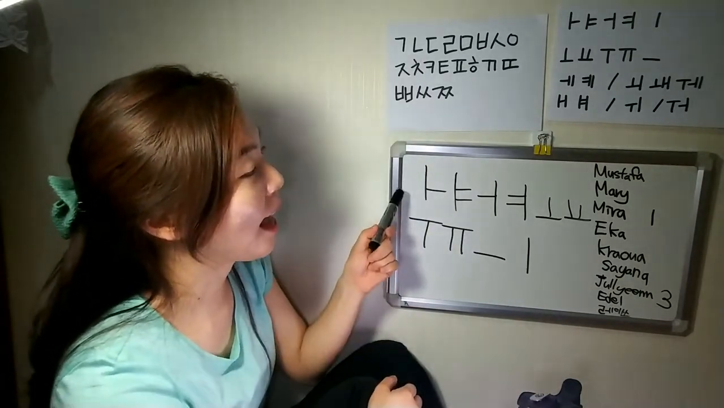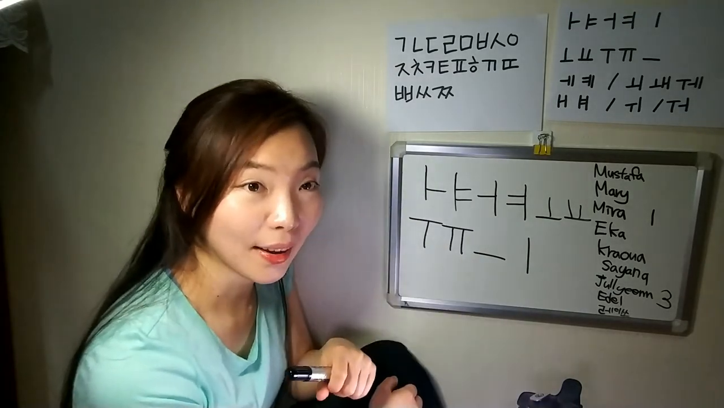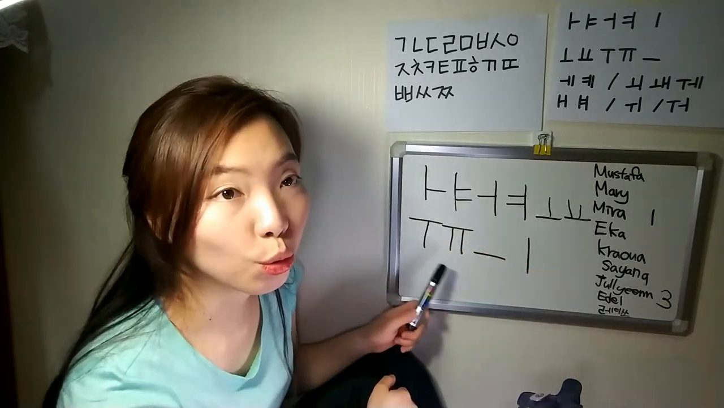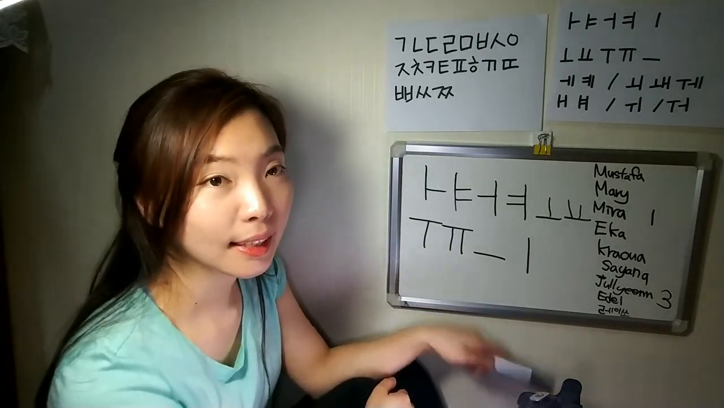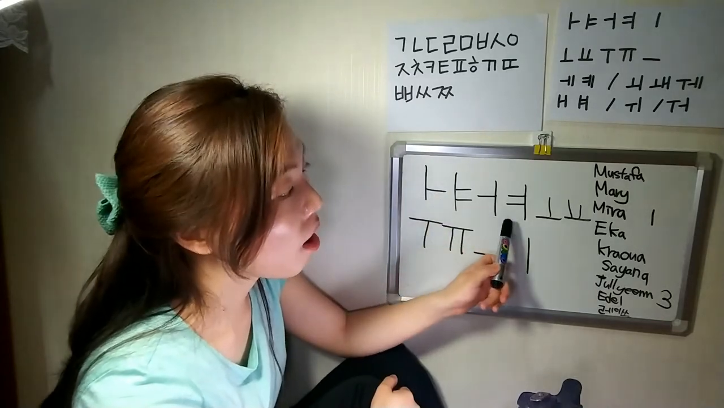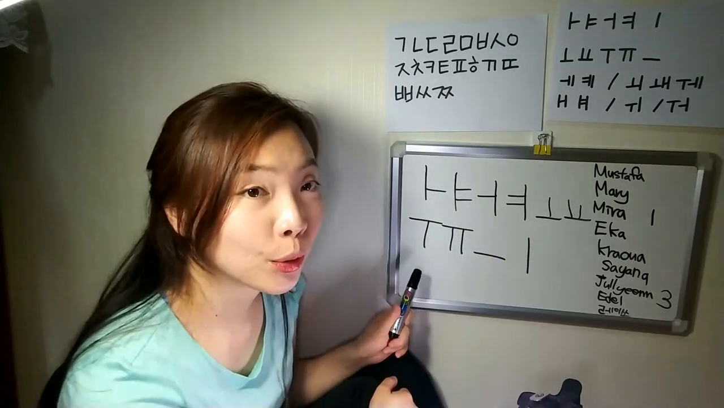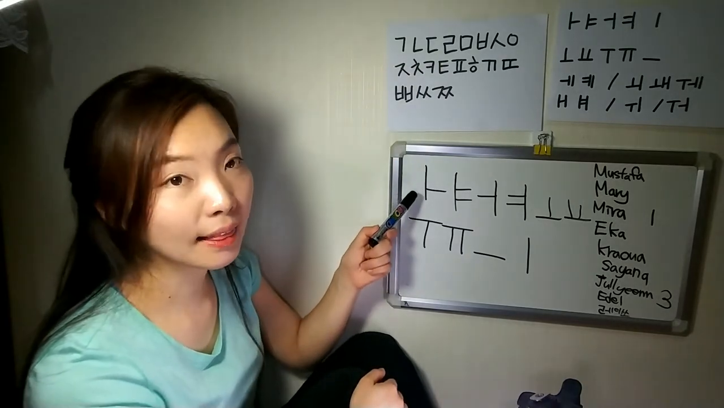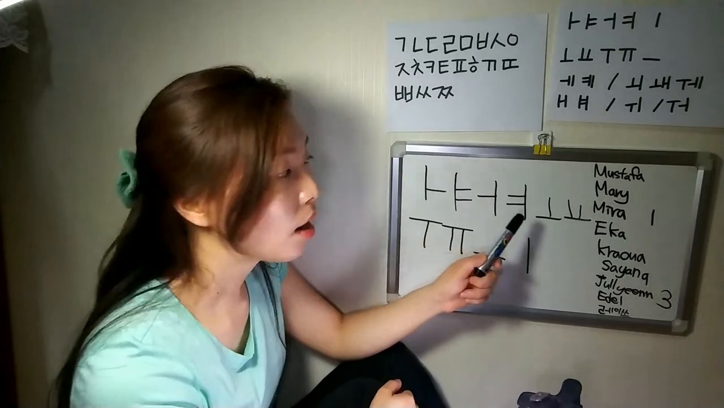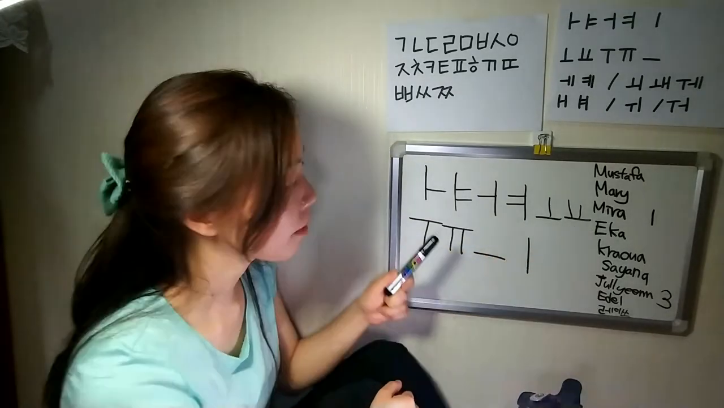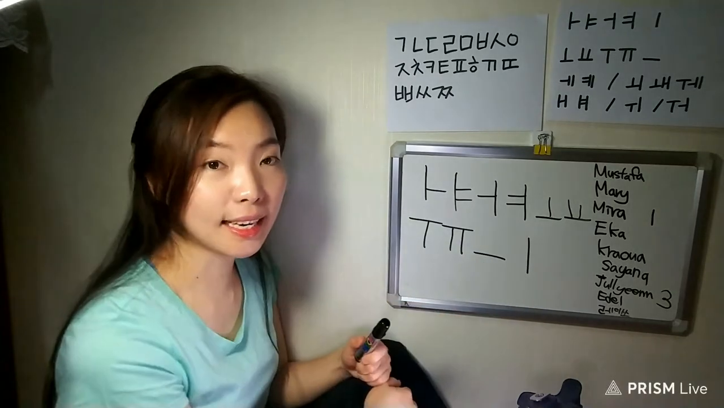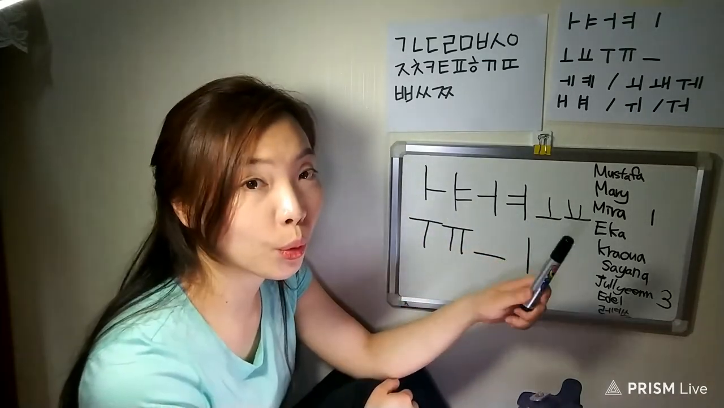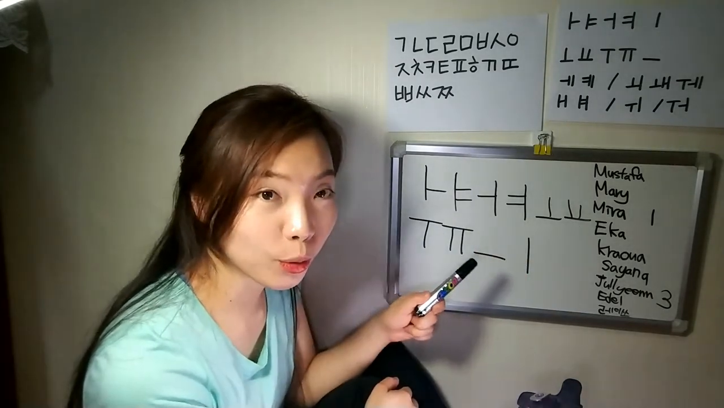Okay, next. 느, 나, 나. Let's make the sound first and sing. Okay? 나, 냐, 너, 녀, 노, 뇨, 누, 뉴, 느, 니. 시작! 나냐 너녀 노뇨 누뉴 느니. 잘했어요. Next one. 드, 아, 다, 댜, 더, 뎌, 도, 됴, 두, 듀, 드, 디. 시작! 다 댜 더 뎌 도 됴 두 듀 드 디.